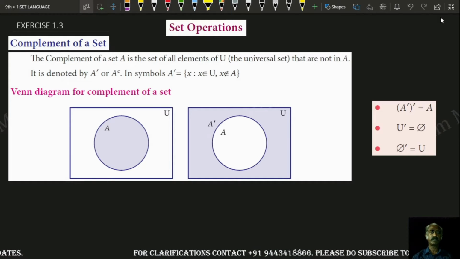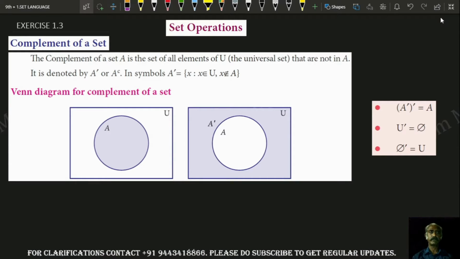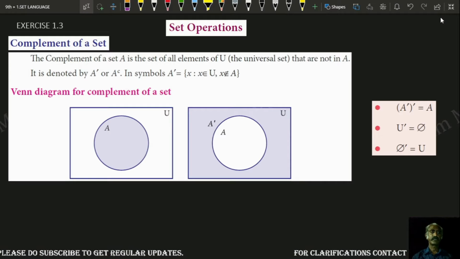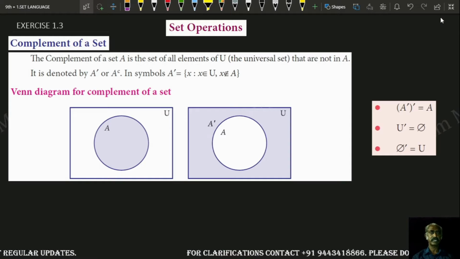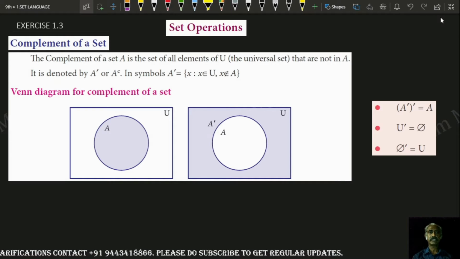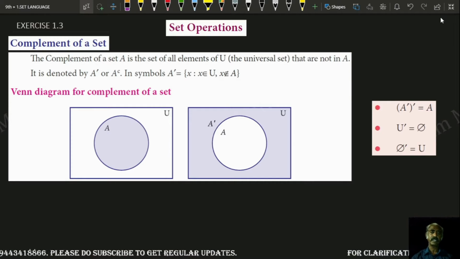First one, complement of a set. The complement of a set is the set of all elements of U, that is the universal set we discussed in the previous video, that are not in A. It is denoted by A complement, A dash, or A power C. In symbols, A dash is equal to {x such that x belongs to U, x does not belong to A}. The element must be in U, but not in A.